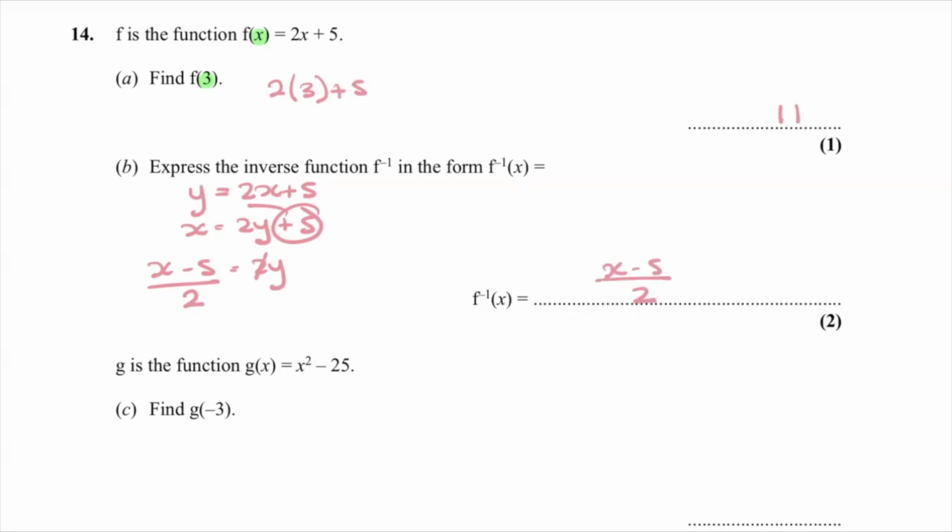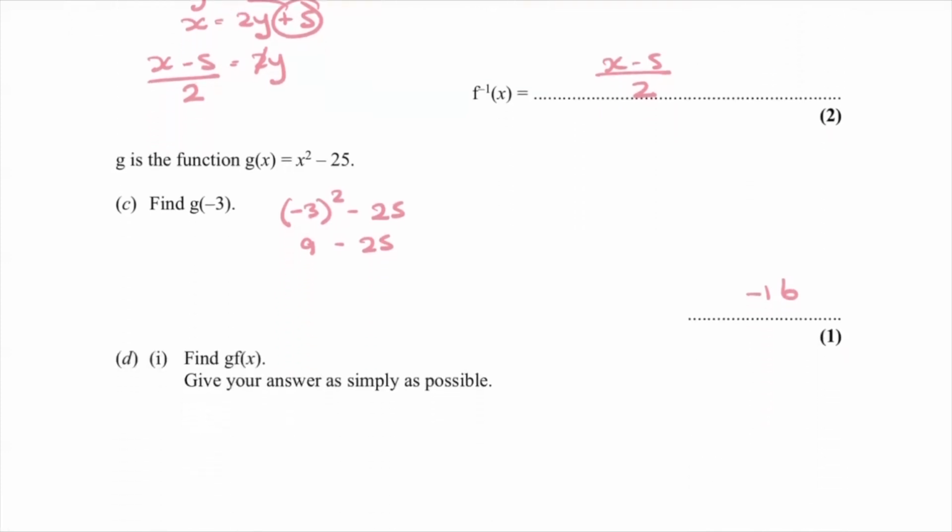Okay, now we've been given another function for g, and we've got to find g of minus 3. So minus 3 squared minus 25 will give us 9 minus 25, which is minus 16. Be really careful here. If you don't put this into brackets when you're using your calculator, it will give you a completely different result. So be very mindful of that.